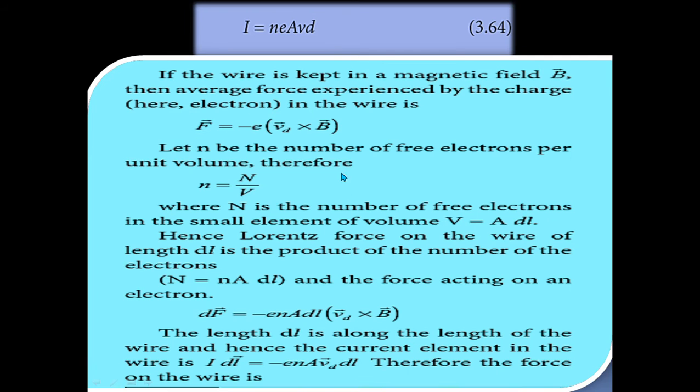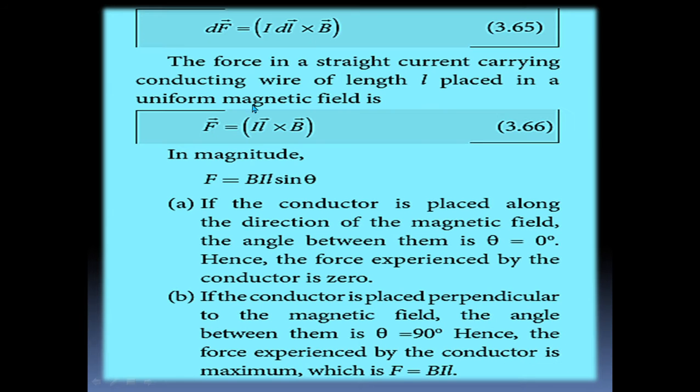That means here this term is considered as an idl vector. Here, idl vector is equal to minus enAvd vector into dl. That is why we obtained idl vector cross B vector.